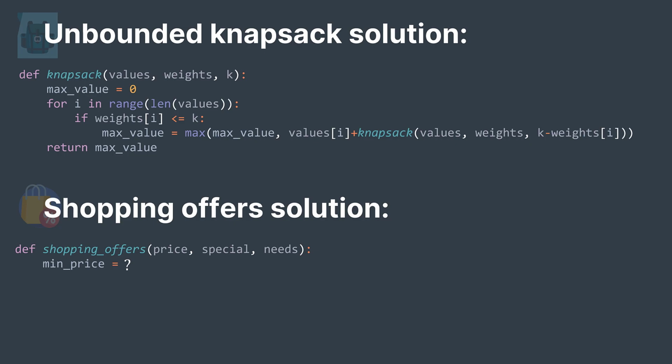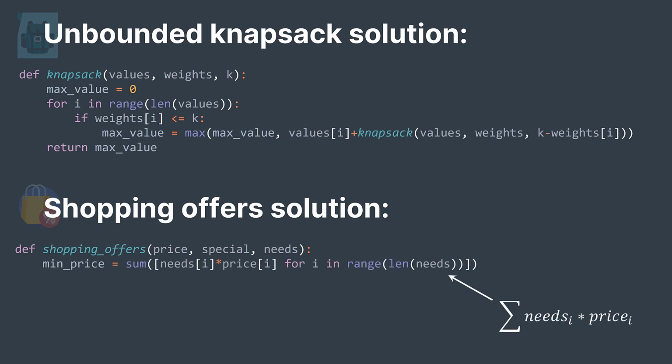The initial max value was the value when taking no items, so the initial min price here is the price when taking no offers. And when taking no offers, we have no choice other than buying items individually at their full price. And the total price can be calculated like this: the sum of the amount of each item multiplied by its price.